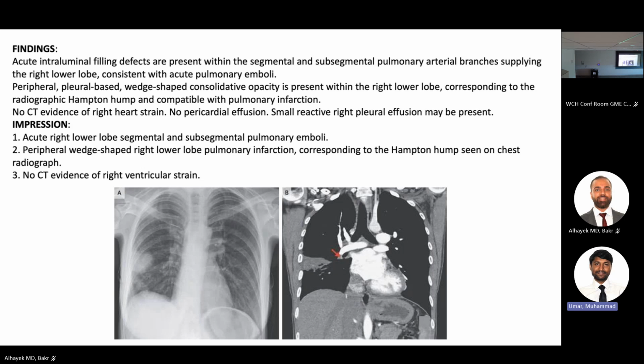So this patient comes in with shortness of breath, localized chest pain. This guy has, let's say, cancer, and comes in with this presentation. And then you do a CTPE because their risk is high. Then you find this report: acute right lower lobe segmental and subsegmental pulmonary emboli and peripheral wedge-shaped right lower lobe pulmonary infarction. Remember this sign, Hampton hump, seen on chest radiograph. If you see the triangle-shaped, cone-shaped thing here, this is the Hampton hump.